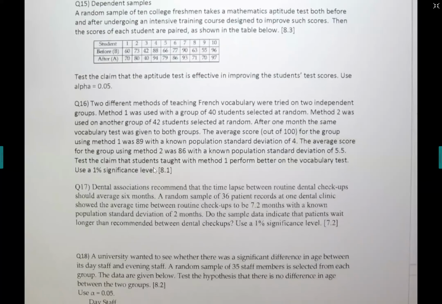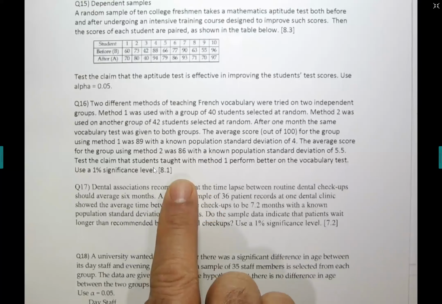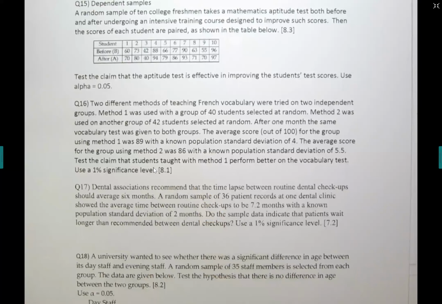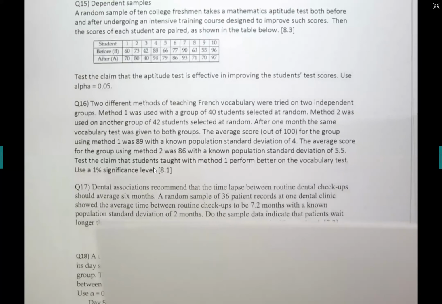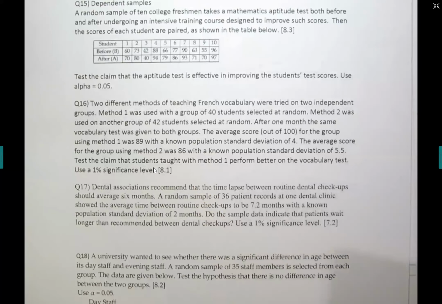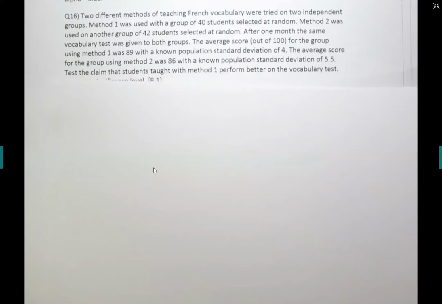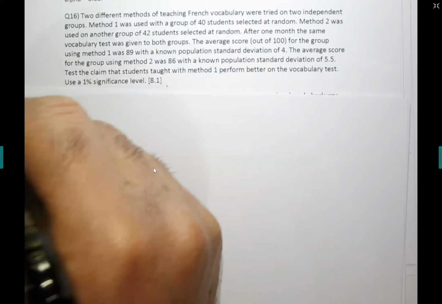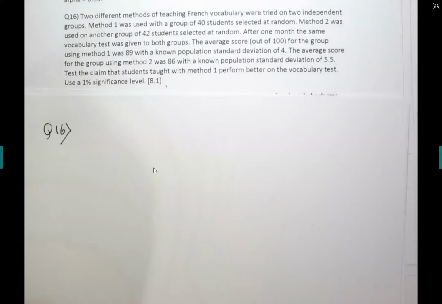And now I'm going to do question 16. You can see what it says in 16. It says 8.1 at the bottom. And let's see why this is 8.1. Question 16. Two different methods of teaching French vocab were tried on two independent groups. Method 1 was used with a group of 40 students selected at random. Method 2 was used with a group of 42 students selected at random.